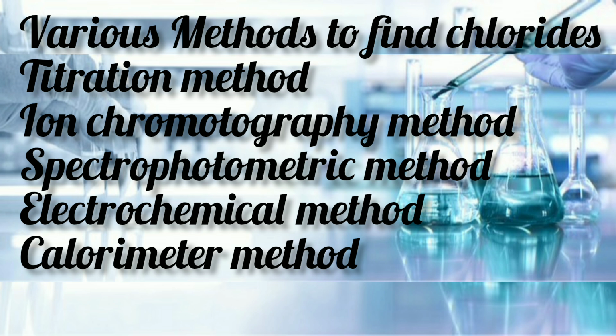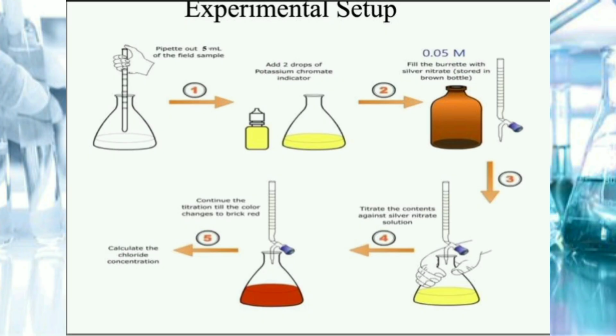So these are the five methods, but here I am using only the titration method, that is the argentometric method. Argentometric means we are using silver nitrate, AgNO3. That is the reason we call it the argentometric titration method. So I am using that method only.